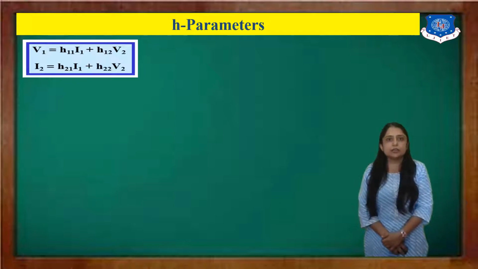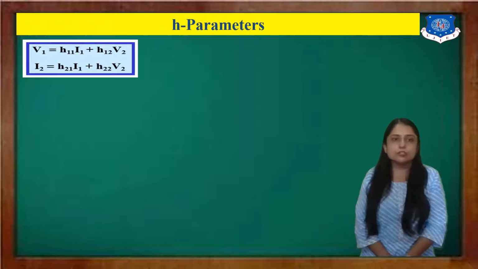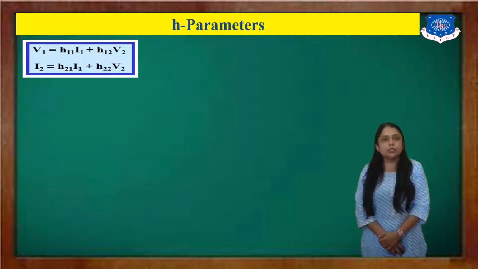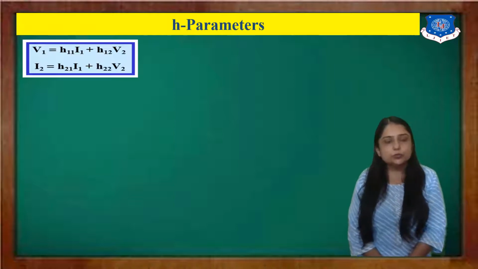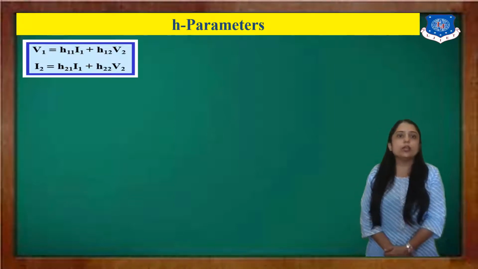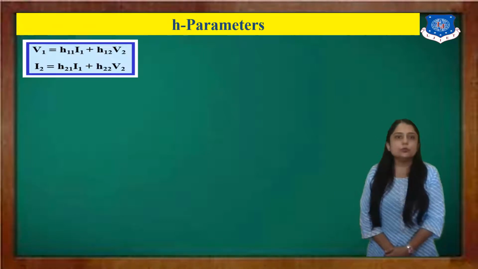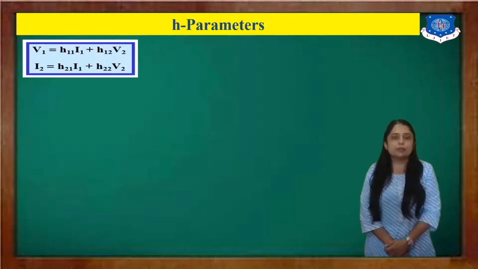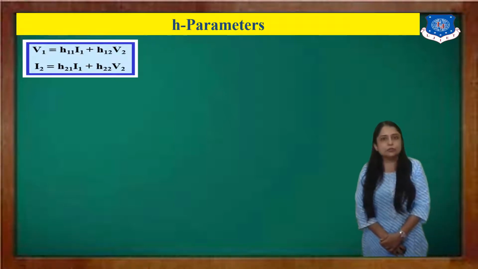Sometimes in exams they ask to explain the hybrid parameter, which is the same as the H parameter. So the equations are: V1 equals H11 into I1 plus H12 into V2, and I2 equals H21 into I1 plus H22 into V2. Now, like in the Z parameter and Y parameter, here also one by one we will take the values: first we will take V2 equal to 0 and then we will take I1 equal to 0.